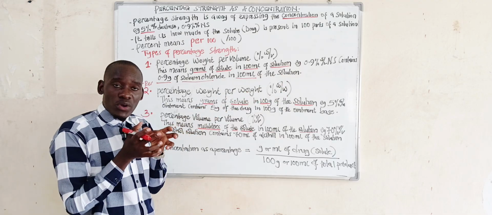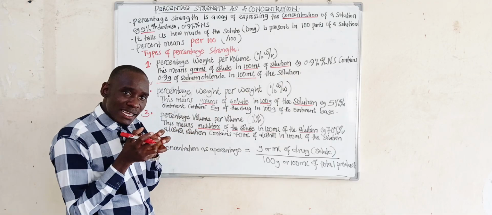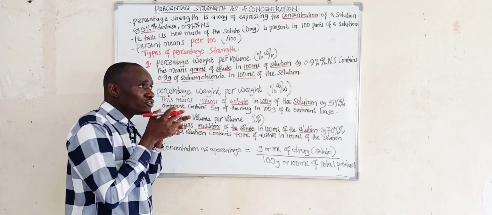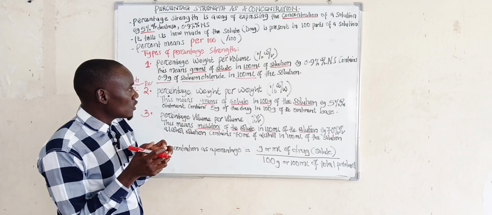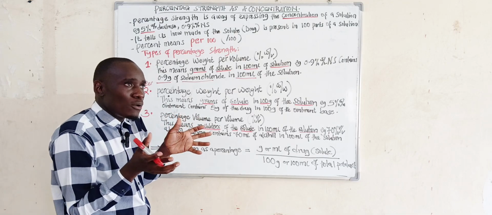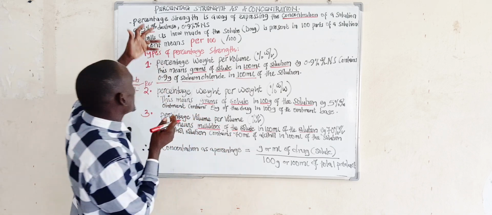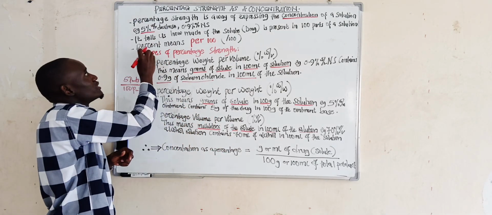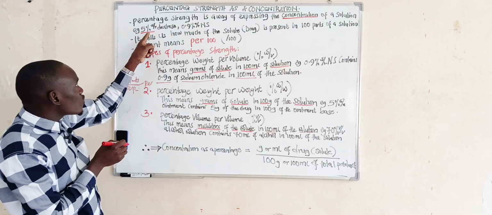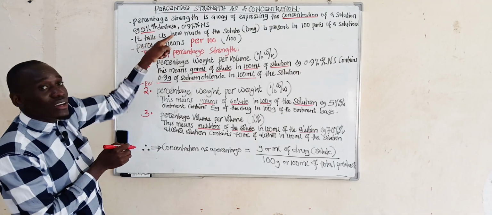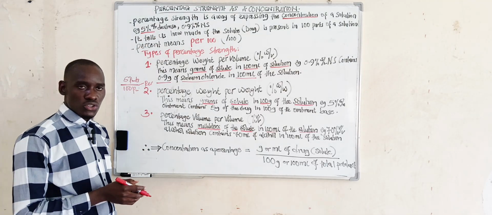That's what we mean when we say 0.9% weight in volume. Or another example would be the one we had here. When we say 5%, we simply mean 5 grams of dextrose in 100 ml of the solution.